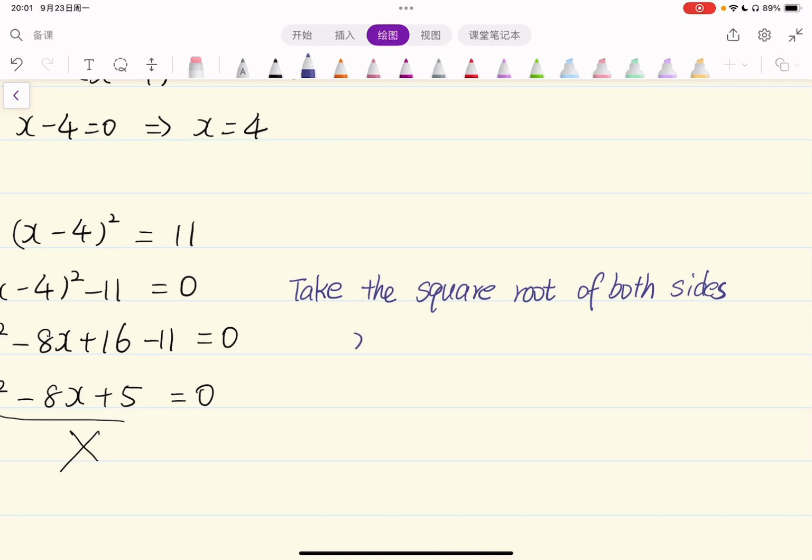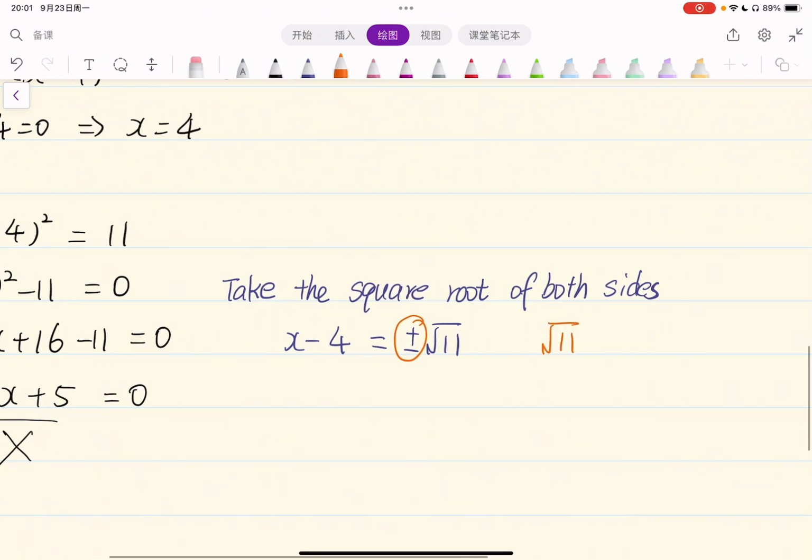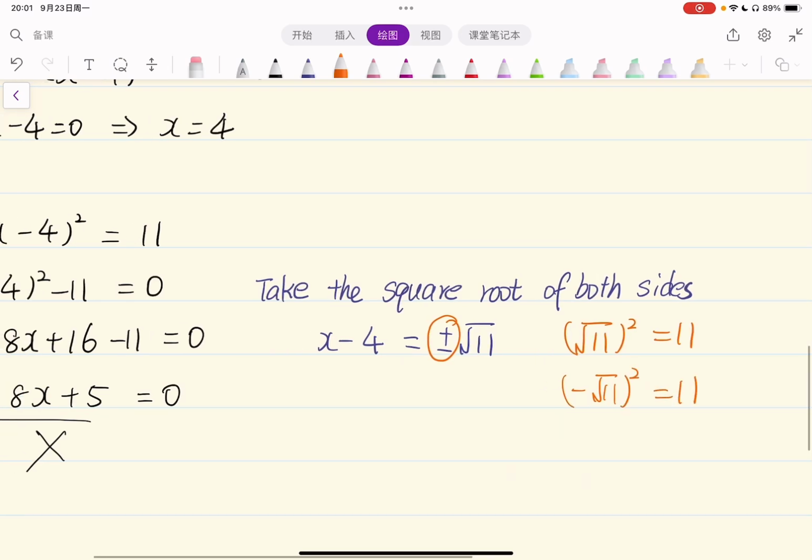That is x minus 4 equal to plus or minus the square root of 11. Why is there a plus and minus here? We have two possible answers. You can see that the square root of 11 squared gives 11, and minus the square root of 11 squared also gives 11. So we have two possible answers. Then we have x equal to plus or minus the square root of 11 plus 4.